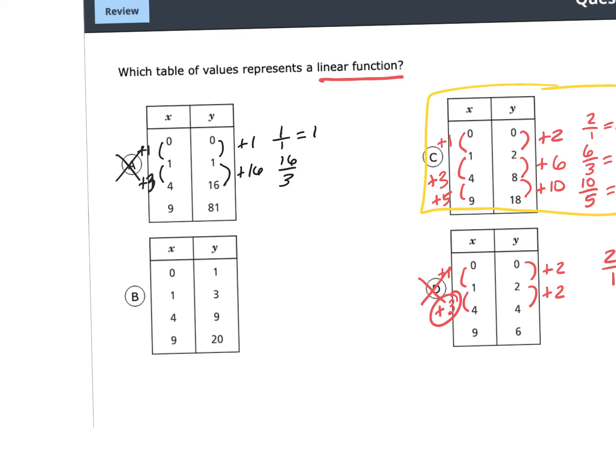And our choice B, we go up by 1 and up by 2. Then we go up by 3 and up by 6. So we're still okay. We have a slope of 2 over 1. 6 over 3 reduces to 2. But then we go plus 5 and we go from 9 to 20. So we're going plus 11. So this would be 11 over 5, which is just a little bit over that 2, like 2.2. So we know it can't be B. So it has to be choice C.